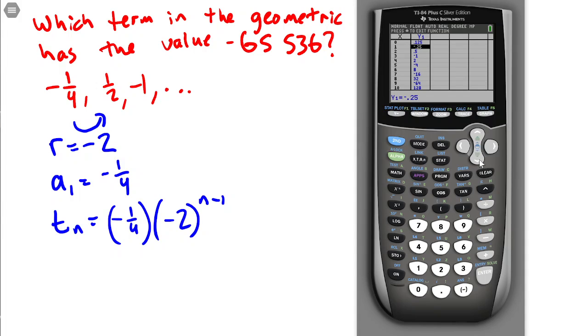So an eighth, negative a quarter, a half, negative 1. And you can actually just scroll down and see the value at every single step of the way. It makes a table of values for you, which is a really cool trick, or a tool, I guess. And there you have it. The 19th term is negative 65,536.